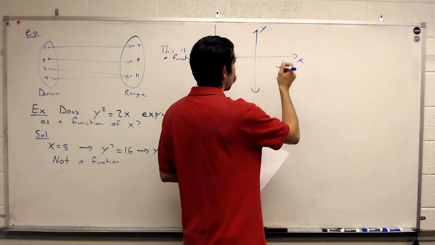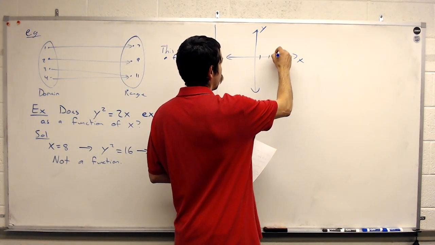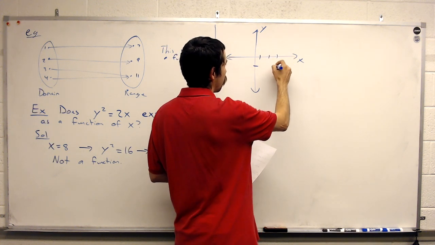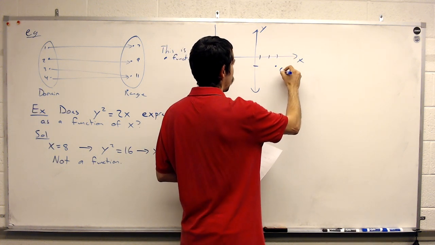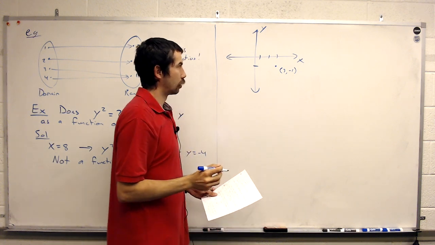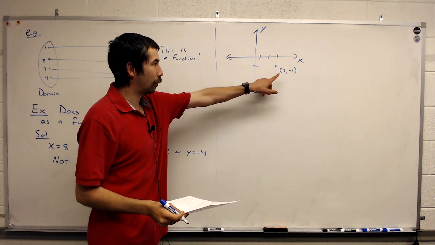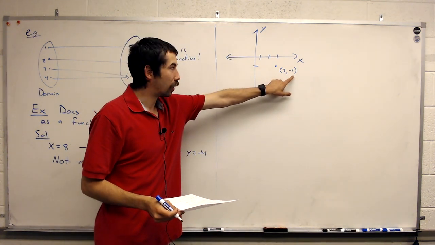Okay, so if we had the point, let's say we went 3 to the right and 1 down, this is the point (3, -1). Because we went 3 in the x direction, down 1 in the y direction.